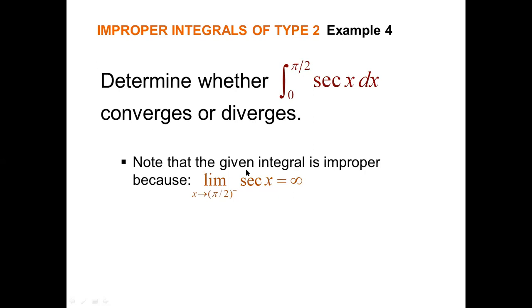Now, note that the given integral is improper because the limit of secant x approaches infinity when you substitute pi over 2 for the value of x. If you have your calculators with you, class, you can try. Secant is 1 over cosine. So try cosine of 90 degrees, then you invert it. The calculator will not give you an answer for that. Why? Because it's infinite. Try it.